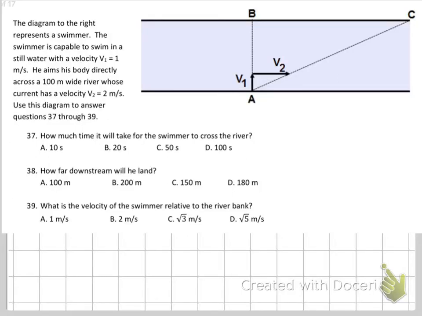The diagram to the right represents a swimmer. The swimmer is capable of swimming in still water with a velocity v1 equal to 1 meter per second, and he aims his body directly across a 100-meter wide river. So this is 100 meters wide. The velocity of the current is 2 meters per second.